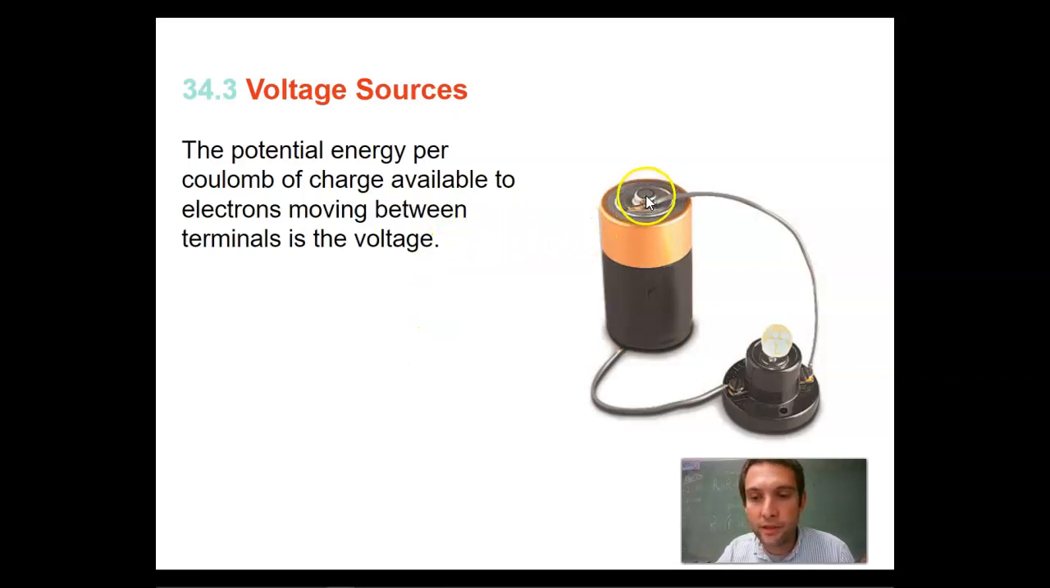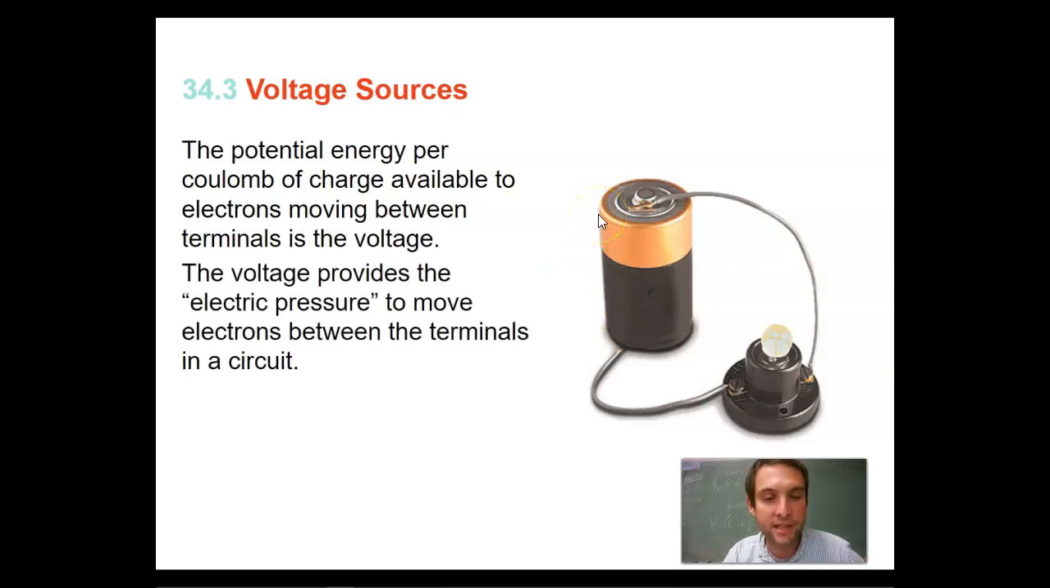there. So this battery here with a little nub on top, that's your positive terminal. That's the area where you have a much greater potential difference. And then the negative side, the flat side, is where there's a lower potential difference. So we would say the current moves from the high potential difference to the light bulb and then back to the lower potential difference to get charged up, to get more energy. The voltage provides the electric pressure to move electrons between the terminals in the circuit. So the voltage is like the pushing of those charges through that circuit.